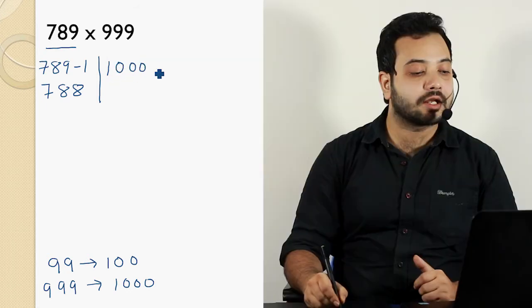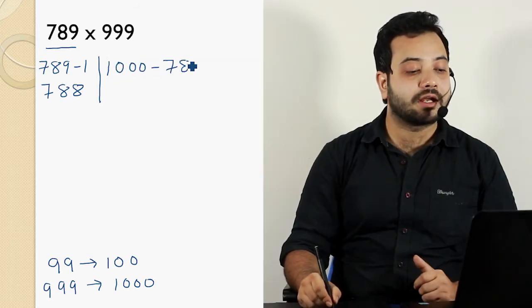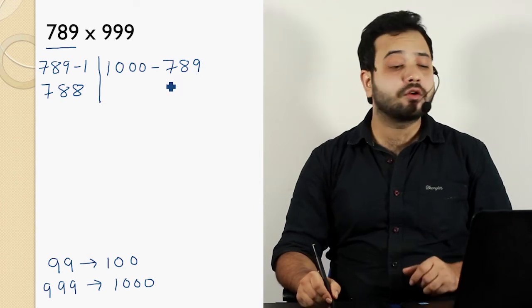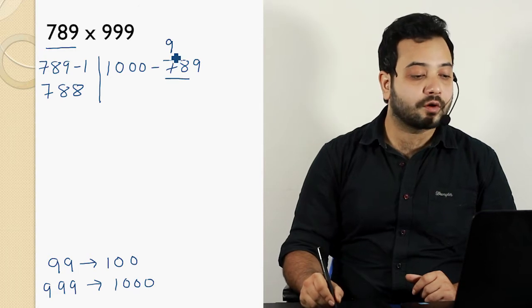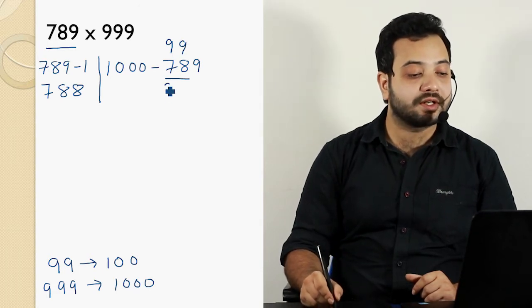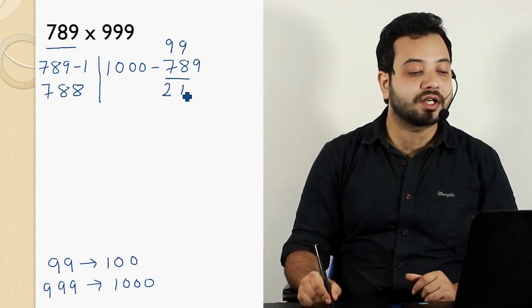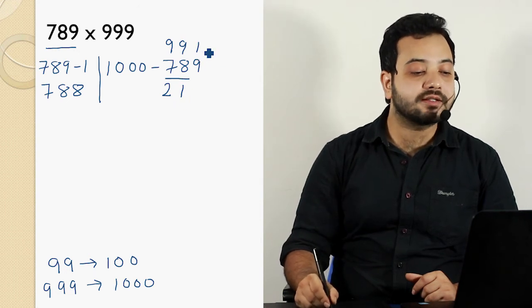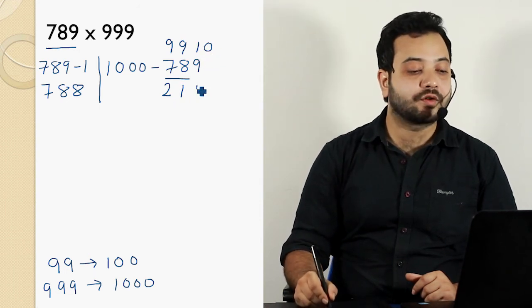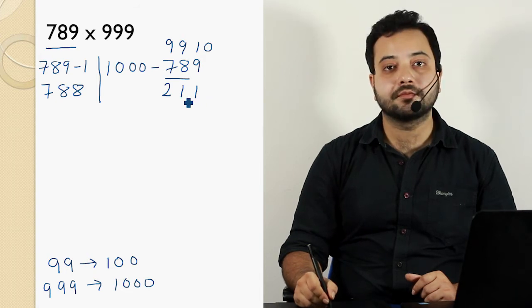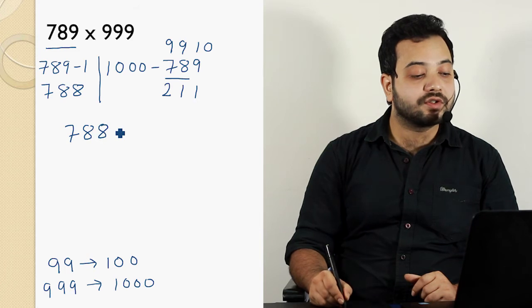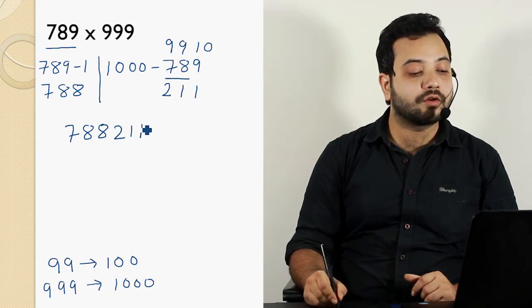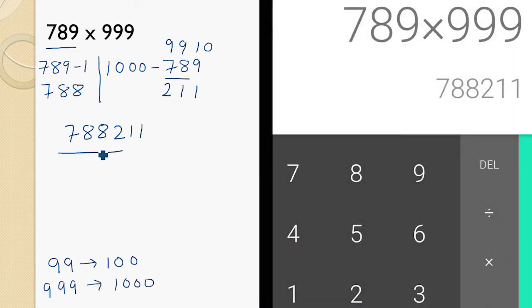So step number 2 is to subtract the given number from your base. The base chosen is 1000, so I need to subtract 789. A very simple way to do it is to subtract all the digits except the last one from 9. So 9 minus 7 will give me 2, 9 minus 8 will give me 1, and for the last digit, subtract it from 10. So 10 minus 9 is going to give me 1. Now all I need to do is write both these numbers, 788 and 211, together, and that is the answer to this multiplication.